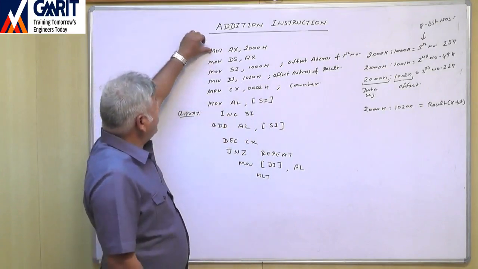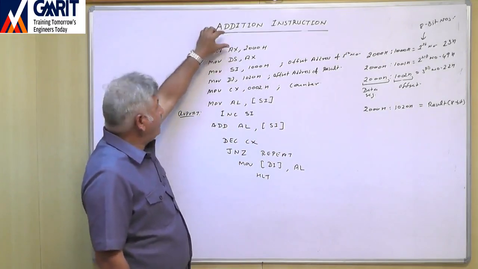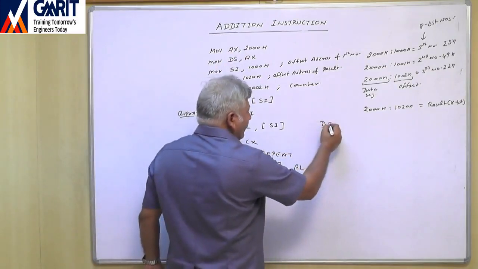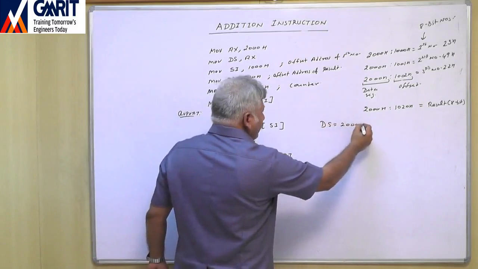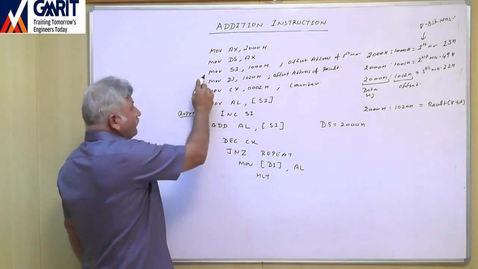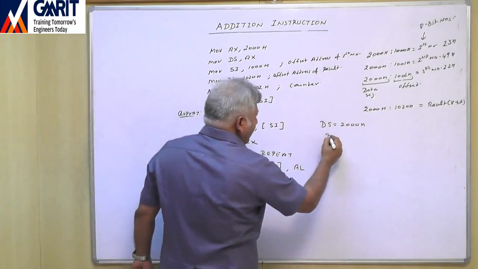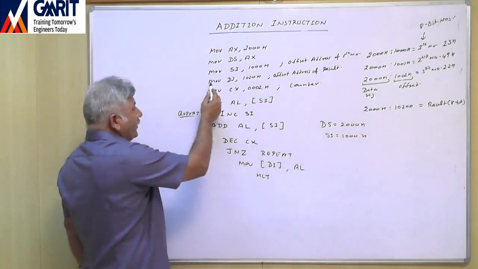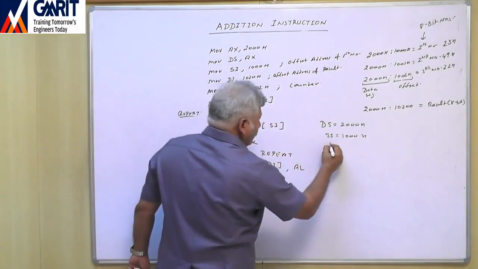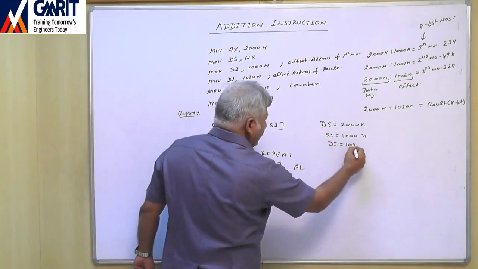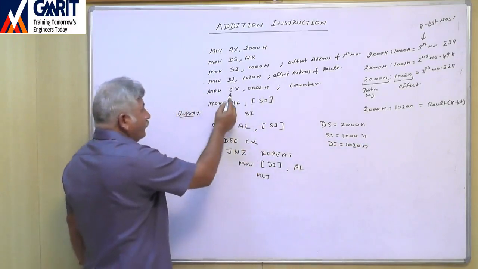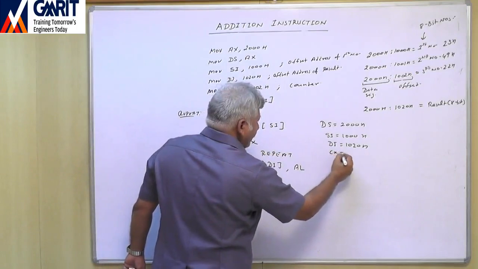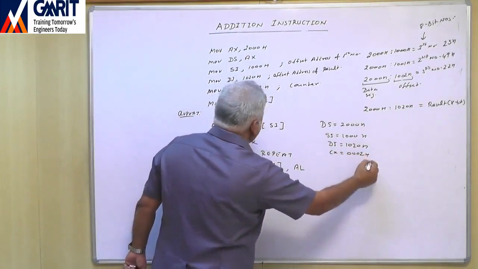So move AX comma 2000. In AX we are having 2000. Move DS comma AX. So in DS we are having 2000H. Then third instruction move SI comma 1000. In SI we are having 1000H. Then move DI comma 1020H. So in DI we are having now 1020H.